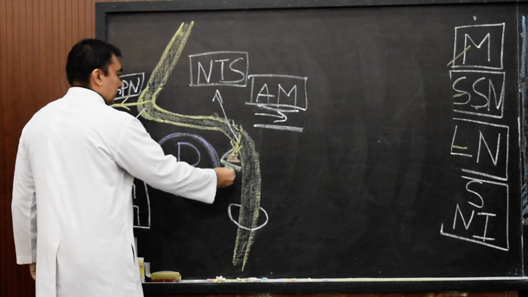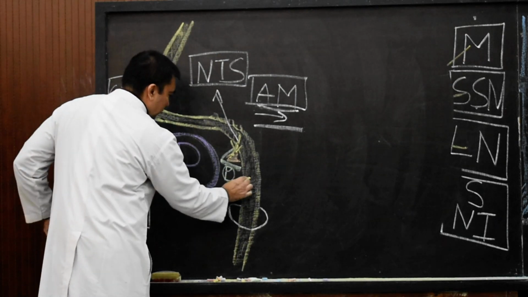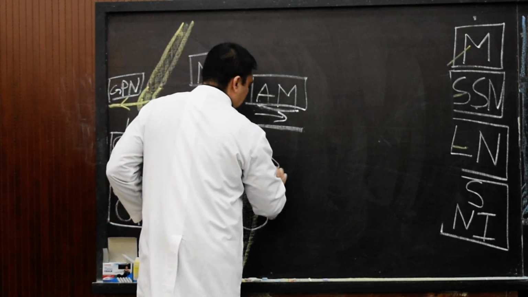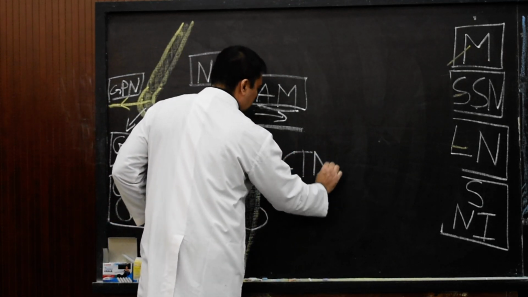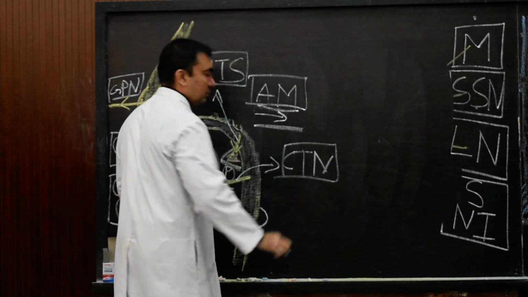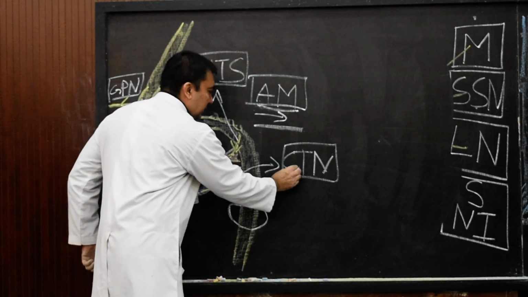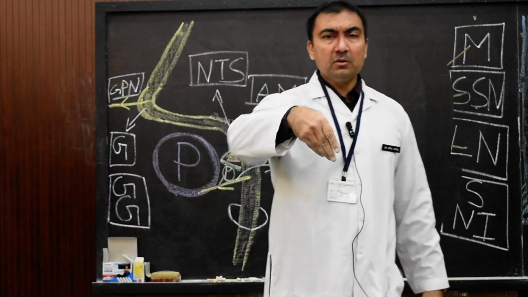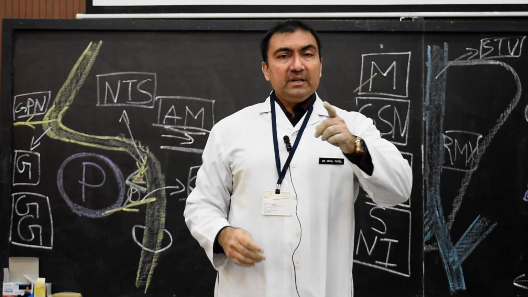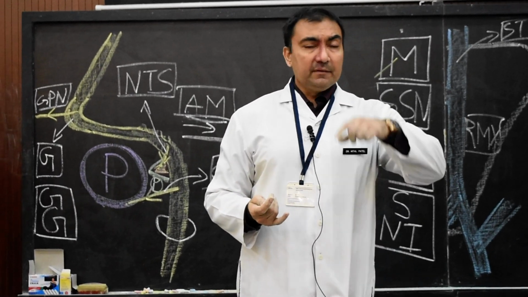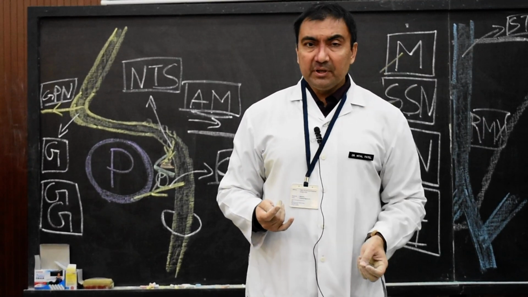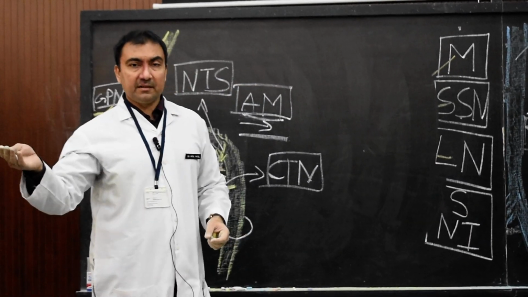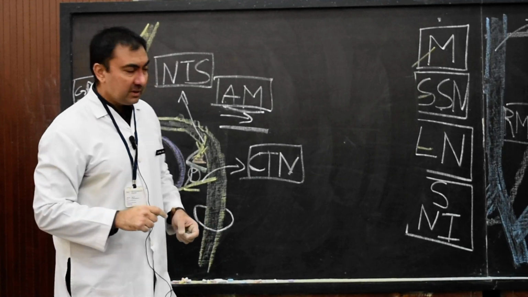Third branch, which I will draw as very important, is the chorda tympani nerve. C-H-O-R-D-A, chorda tympani nerve. Now this chorda tympani nerve, again it is a long course like greater petrosal nerve. It will carry preganglionic fibers to the submandibular and sublingual glands, also it will carry taste fibers to the anterior two-third of tongue, etc. Just remember the name here, chorda tympani nerve.